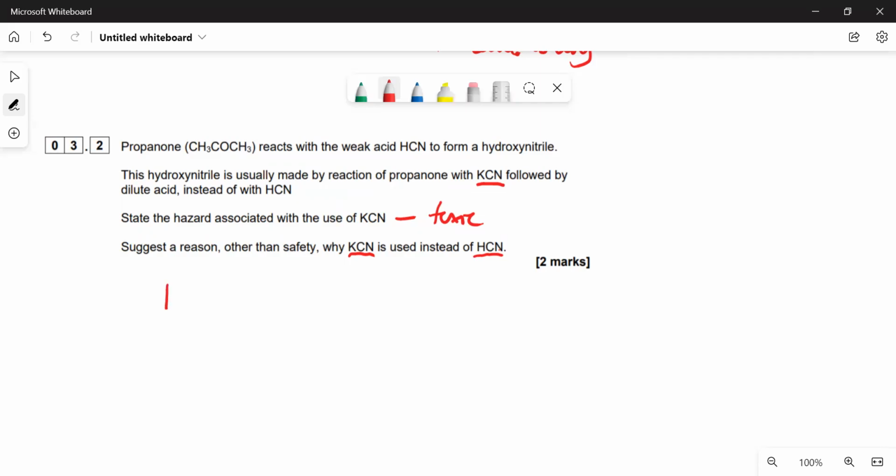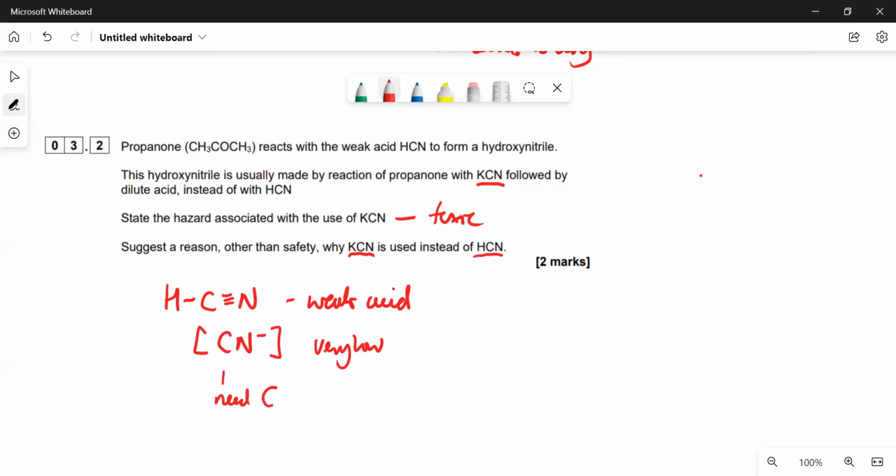Right, the reason is because HCN is a very weak acid, so the concentration of the cyanide ion will be very low. You need quite a bit of cyanide ion because that is the nucleophile which attacks the carbon in your ketone. So there's your carbon, the one with the delta positive on it, and you need the cyanide, which is a nucleophile. Because HCN is a weak acid, the concentration of cyanide is very low, so you need to add KCN.